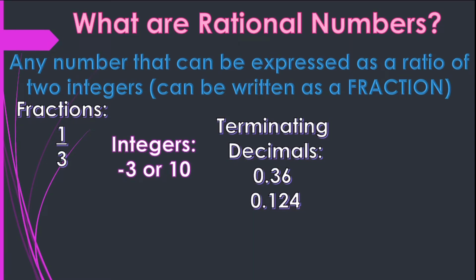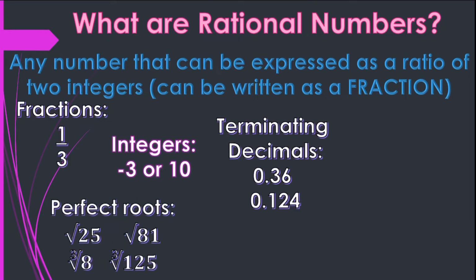Terminating decimals, meaning a decimal that ends. Because I can turn that into a fraction. Like the 0.36, I can put that over 100. I will put in the comments, in the description of this video, another video on how to convert decimals to fractions and fractions to decimals so that you can have a refresher on that. A perfect root. Notice I didn't say perfect square. A perfect root, because you might see a cube root. You might see a 4th root. So anything that has a perfect root to it, that you can do it without a calculator.